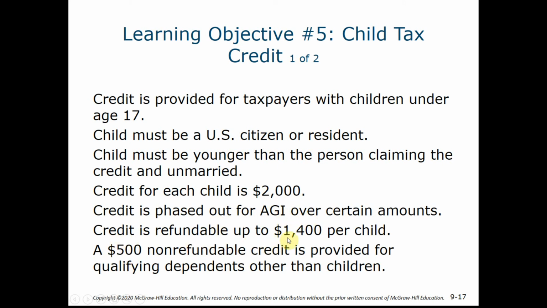Now the credit is refundable up to $1,400 per child. Now what that means is that even though the taxpayer gets a $2,000 credit for each child, if that credit creates a refund, then only up to $1,400 of that can be refunded. So there is a limit. Some of these, in fact, many of these credits may not create full refund. But if the credit, the refundable portion, exceeds $1,400, then that will not be refunded to the taxpayer. And then there's a $500 non-refundable credit for qualifying dependents other than kids, other than their children.